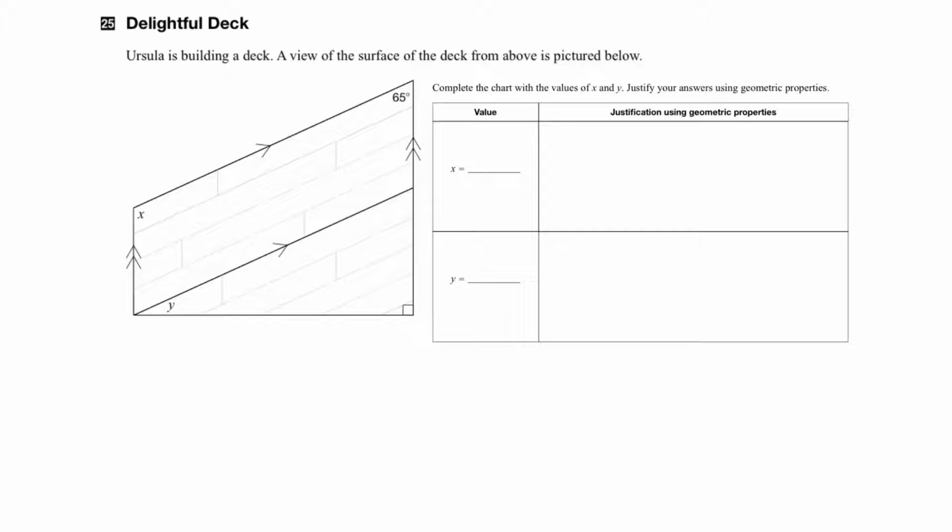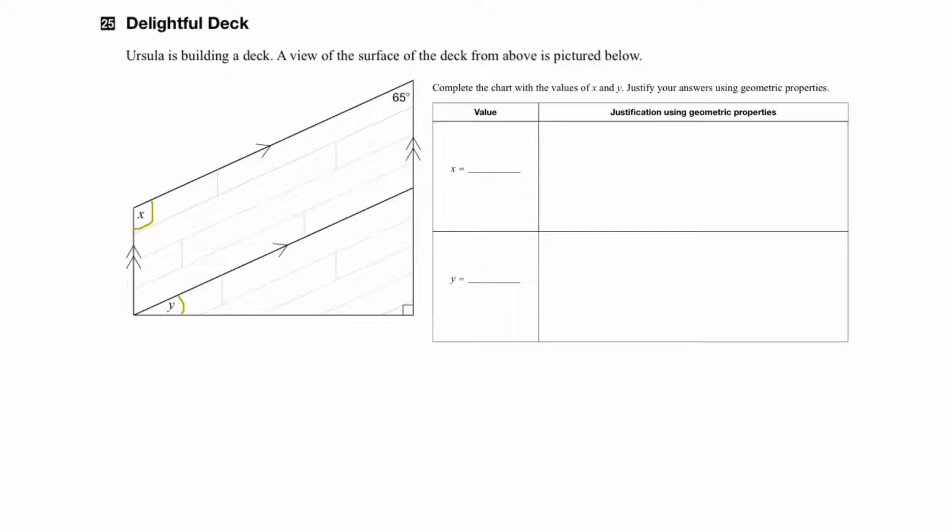In this open response question, Ursula is building a deck, and here's the shape of the deck. We can see it's made up of a right angle triangle as part of the shape, and also a parallelogram. These are parallel sides here and here and here and here. What we're asked to find is the value of the angle x here and the value of the angle y here. And then we also need to justify our answers.